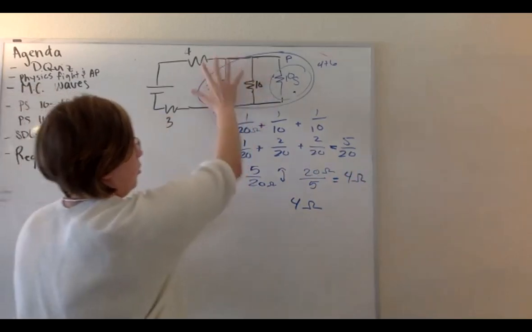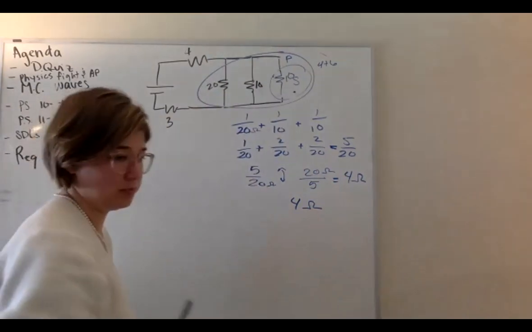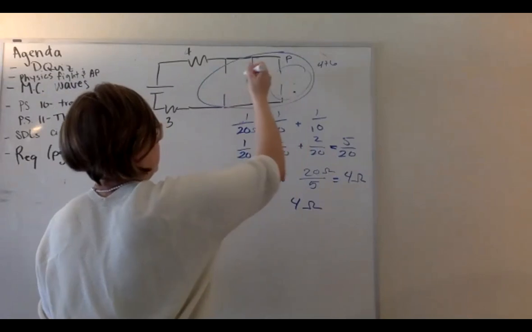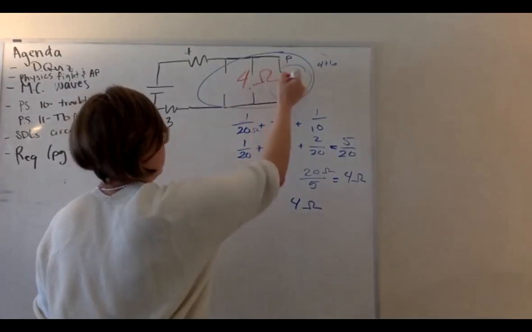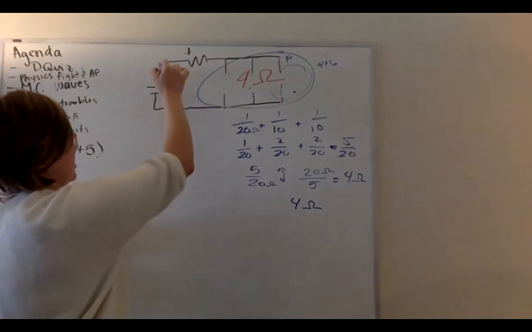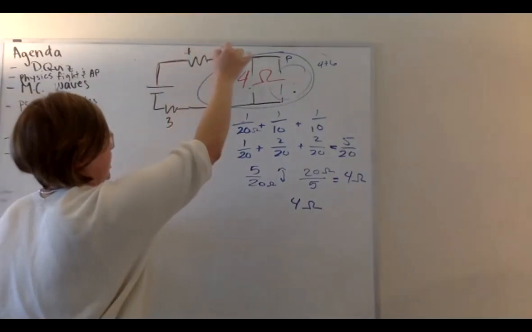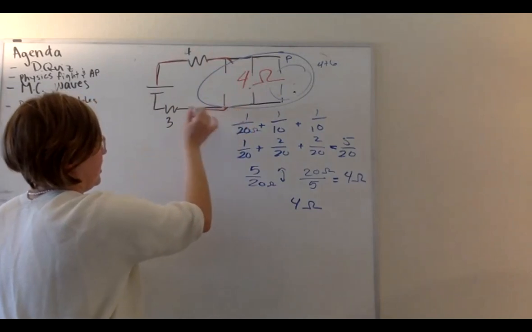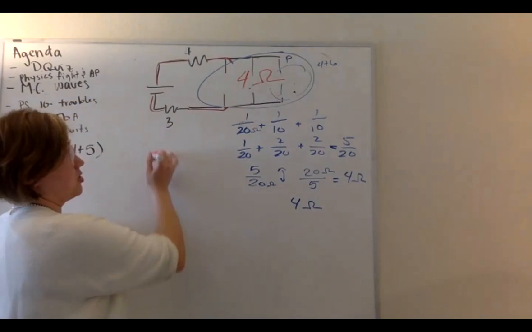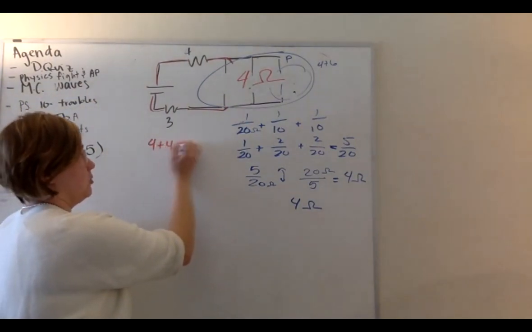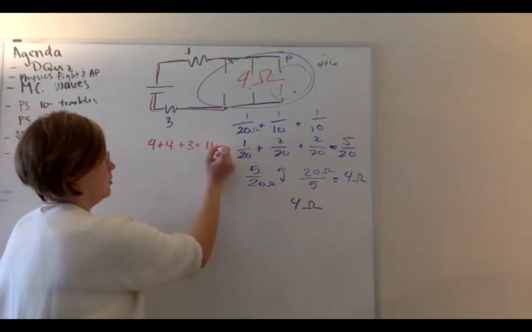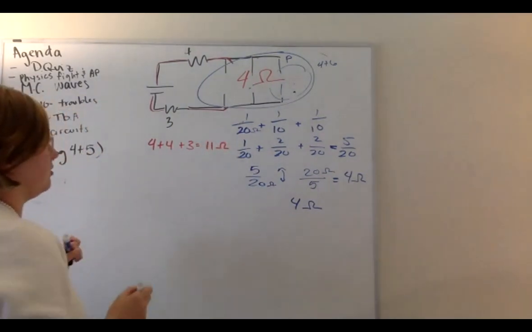So this whole section is just 4. Now I can do the last thing. It's going to hit this, and this, and this, so now we're all in series. It's another straight addition. So 4 plus 4 plus 3 gets you 11.